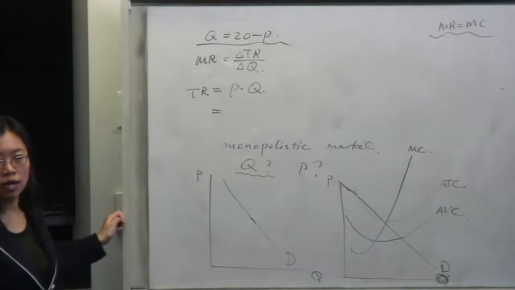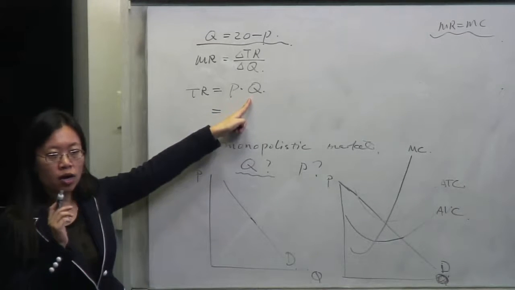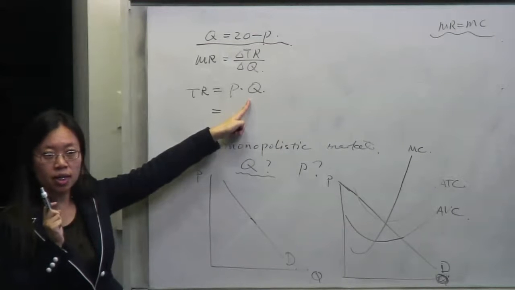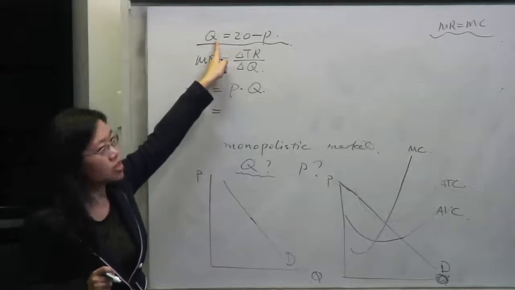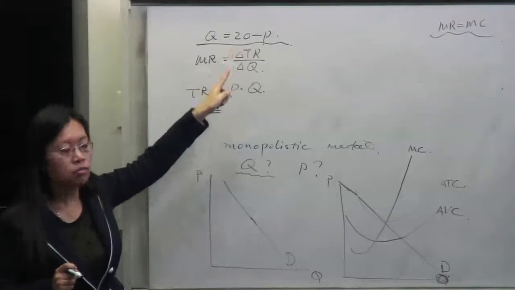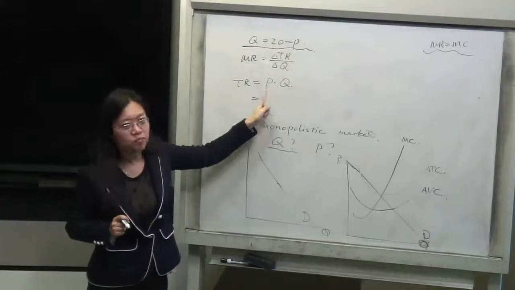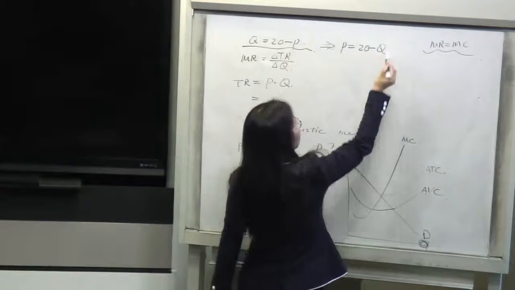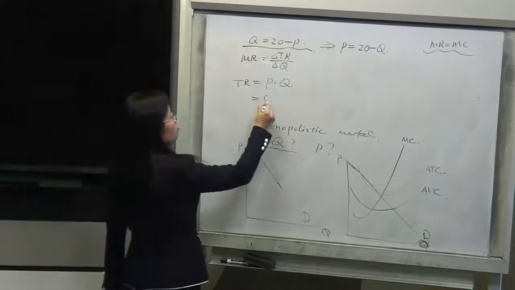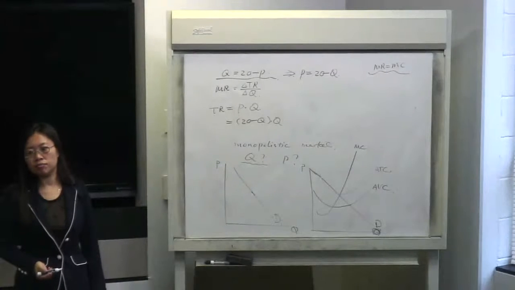What's the next step? We have both P and Q, right? But we only want Q there. We don't want another variable there. Because P here, we cannot treat as a constant number, because P is changing every time Q is changing. Agreed? So what do we do with this P? We're going to change it into inverse demand. Now we only have Q there. We don't have P.